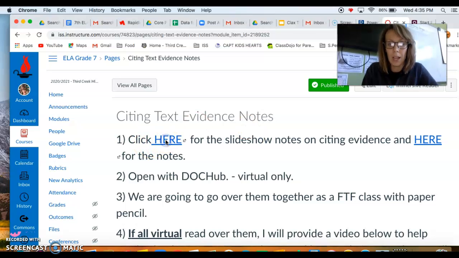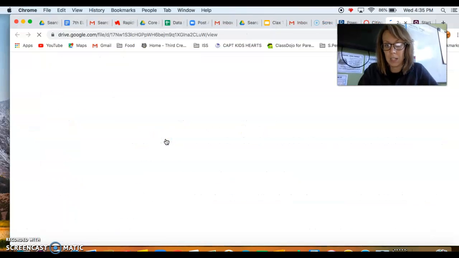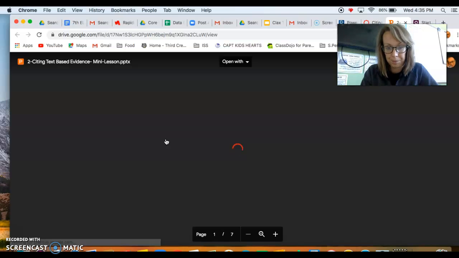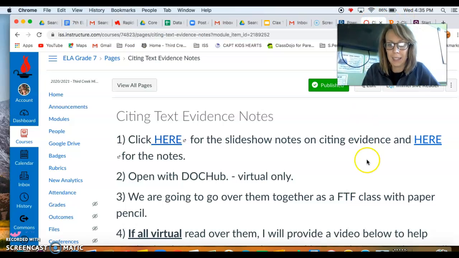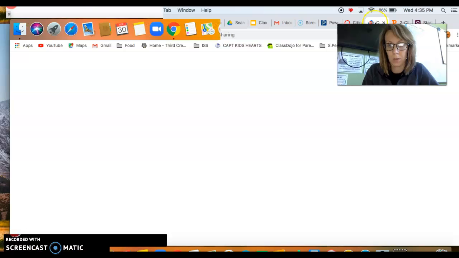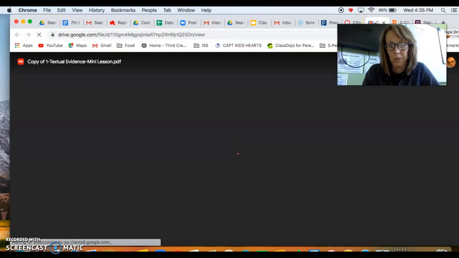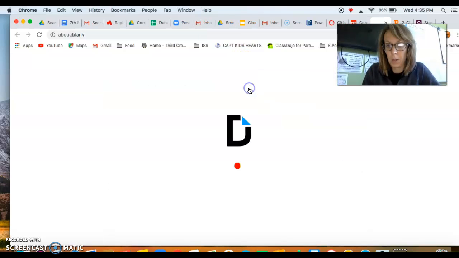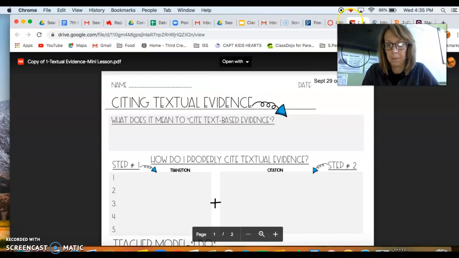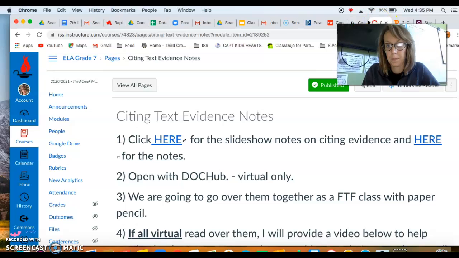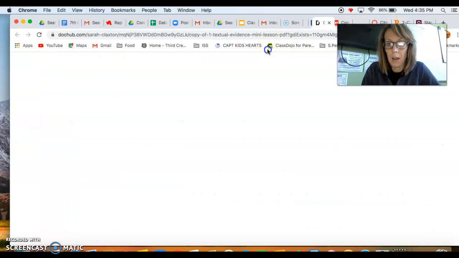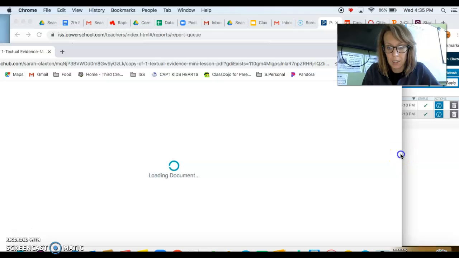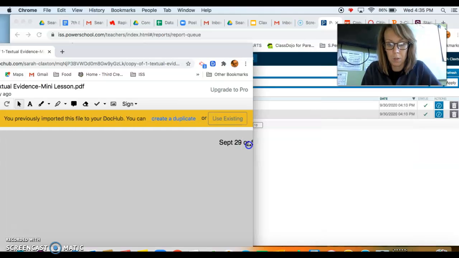So you're going to go ahead and click here for the slideshow. At the same time, go back and click here for the notes. When the notes open up, you always want to open with DocHub. And I would take a split screen and make this small.